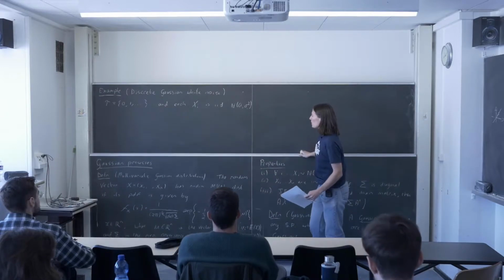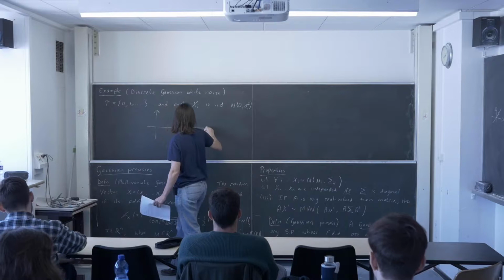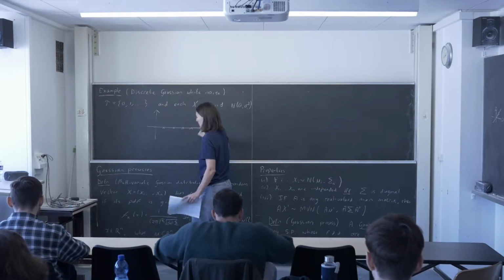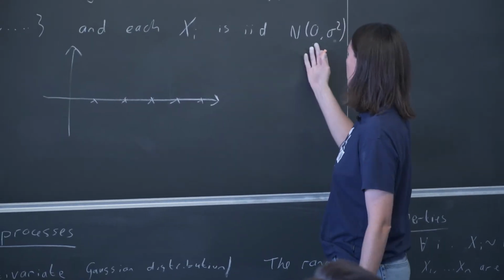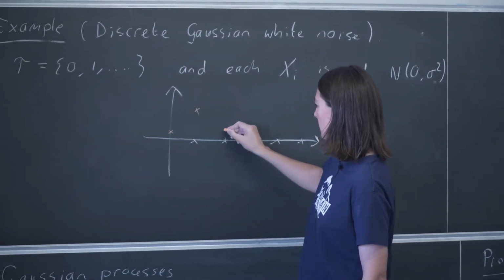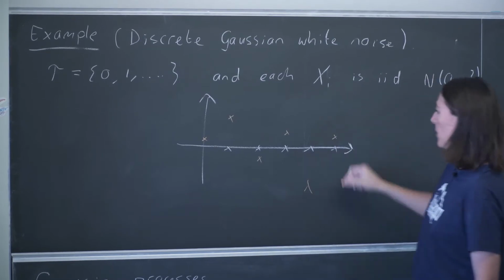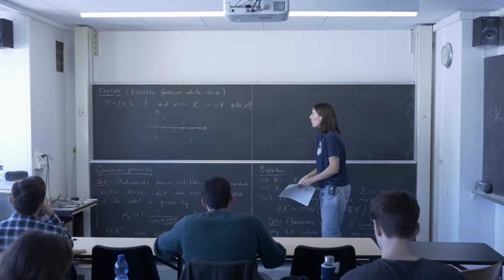Okay, and well, what does it look like? If you're going to draw a picture, again, it's discrete in time. And at each point, I just need to generate a normal 0 sigma squared random variable. So just completely independent. So you end up getting something that looks a little bit of a mess. But that's what we have.